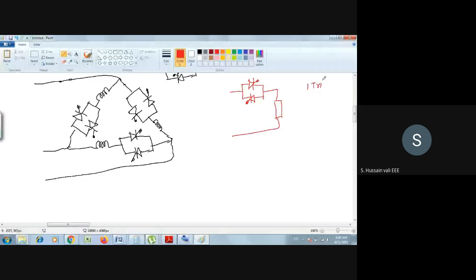One triac is nothing but, what is there in a triac? Anti-parallel connection of thyristors. So one triac is nothing but anti-parallel thyristors. Give a single phase supply. Then what is the waveform you will get?